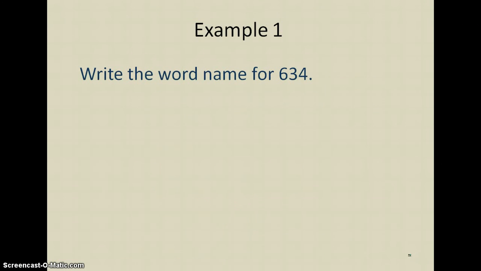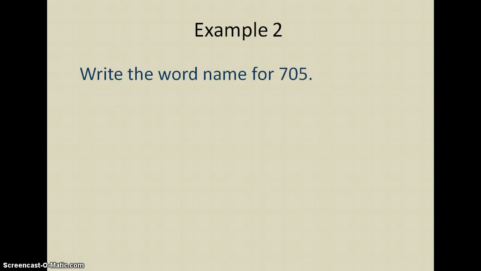Okay, let's look at a couple of examples here. Again, for just writing some bigger numbers. So I'm going to write the word name for 634. It's actually going to sound just like I just read it. So I have 600s. So the first part of this is 600. And no word and here. 34, and again, hyphen in the 34. So 634 would be how I would write that number.